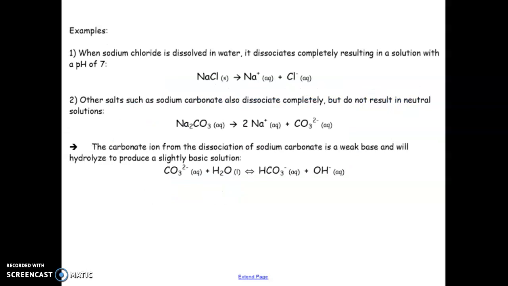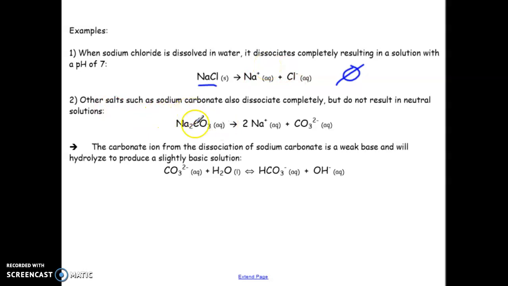I've already mentioned this. Sodium chloride is an example of a salt that, when it dissolves in water, remember, anytime you have something that is dissociating, you have it splitting into its ions. So sodium chloride, when it's in water, gives sodium and chloride ions. This is an example of something that will have a neutral pH, or a pH of 7. And we'll talk later on about why that is.